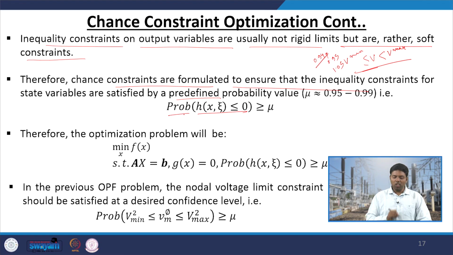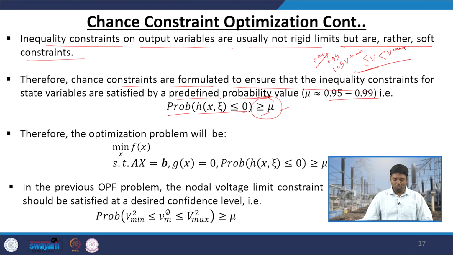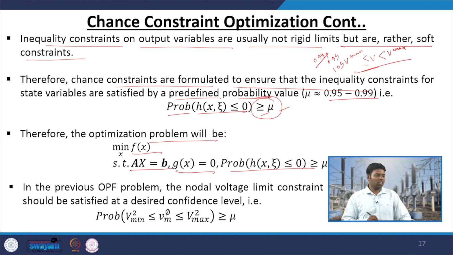Okay. So, the probability of satisfying that inequality constraint must be greater than or equal to a predefined probability value, that is mu, and normally that value ranges from 0.95 to 0.99. We are keeping it at most 0.99, because if it is 1, then we are saying that it has to be satisfied all the time. So, the optimization problem will be revised: your equality constraints will be intact, only the inequality constraints will be relaxed, and you can make them greater than or equal to mu probability chance constraints.